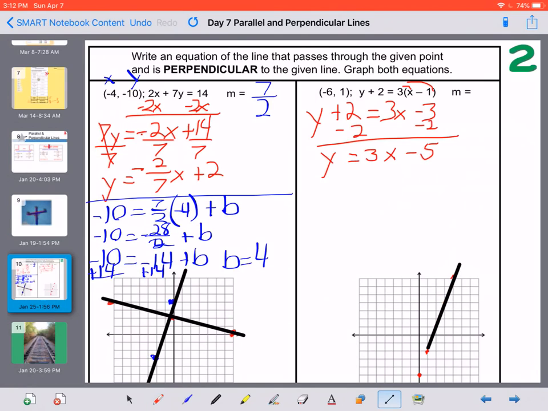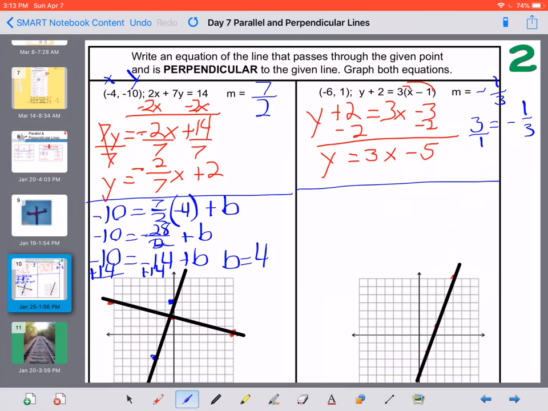So we can draw our line going like that. So now, our perpendicular line, though, is going to be the opposite reciprocal. So the opposite reciprocal of 3 is going to be a negative 1 over 3, because 3 over 1 is what it was originally. So a negative 1 over 3 will be our slope.